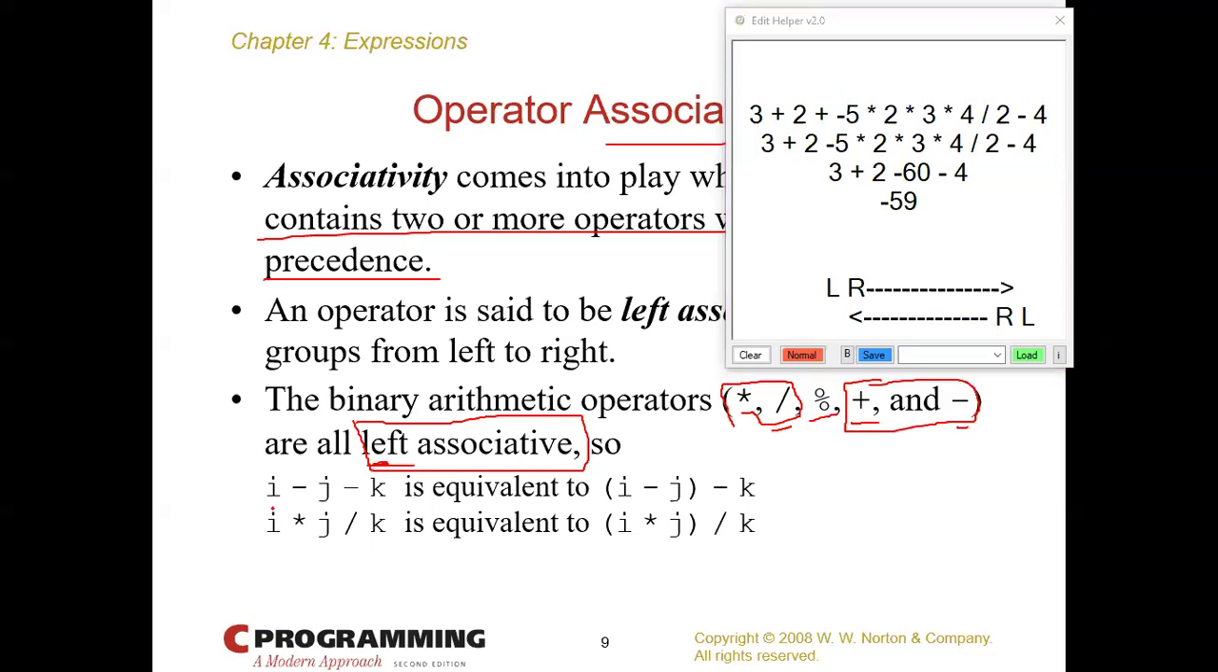So that means i minus j minus k is the same thing as you start from the left. I minus j, and then the result of that, you subtract k from it. I times j divided by k is still the same thing. You start from the left because they are arithmetic operators. And then you deal with k. All right. That's just it.